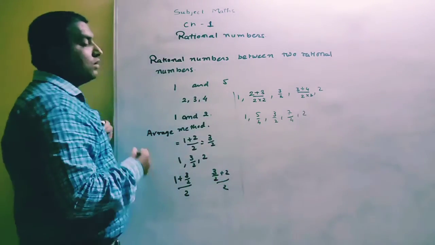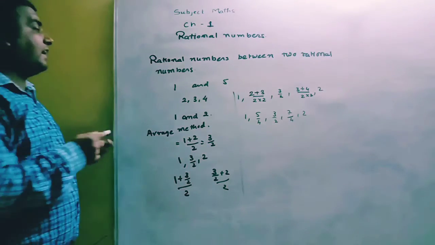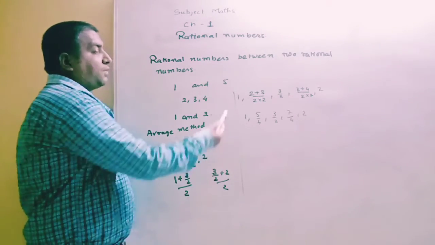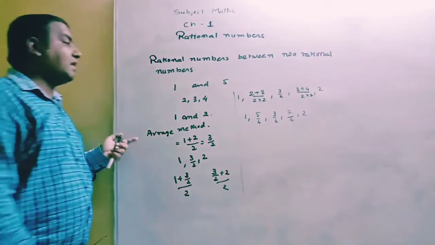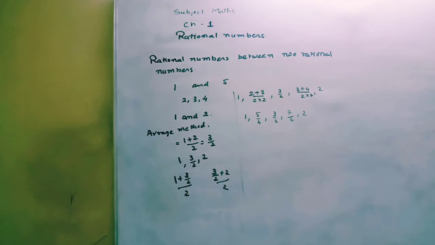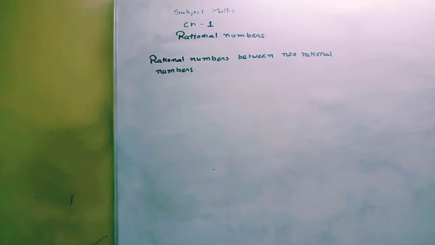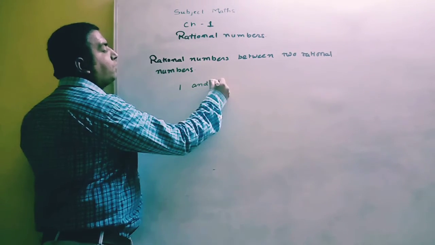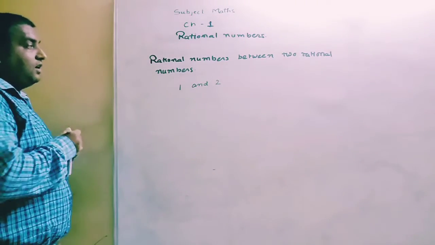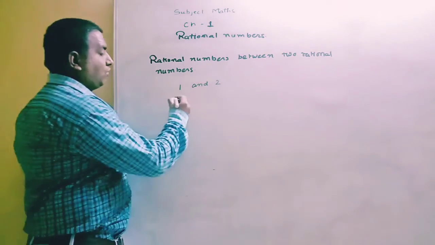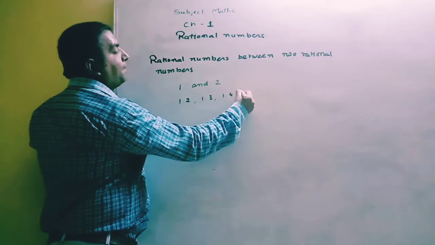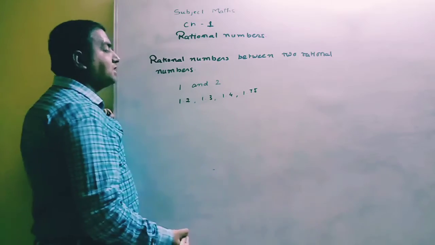So in this way we get the average of two numbers, and we can get the rational numbers between two numbers. But suppose we don't want to use the average method. Then we want to write three numbers between 1 and 2. So we know decimal numbers. The decimal numbers 1.2, 1.3, 1.4, 1.75 all lie between 1 and 2.